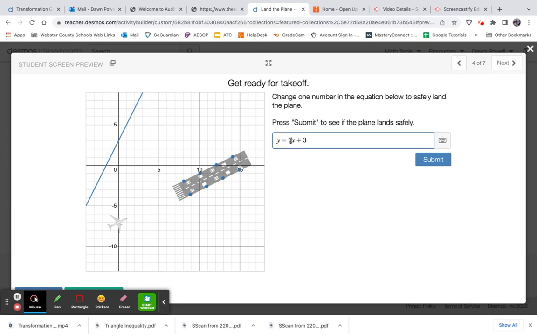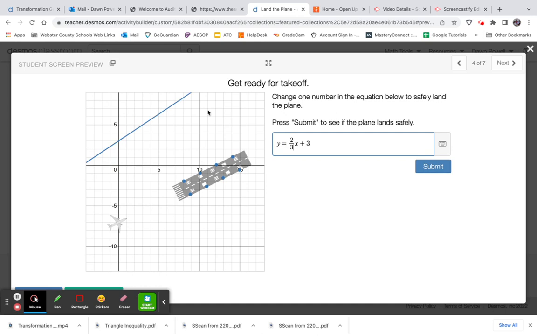But I might need something to be a fraction. So maybe I need it to be 2 over 3. That means the airplane would rise 2 and run 3, rise 2, run 3. Sometimes I might need the slope to go downward. So if I put a negative, that would mean it's going down 2 and over 3. So put fractions for the slope if you need it. And this sign depends on whether the airplane has to fly up or fly down. And the constant at the end is where the line begins.